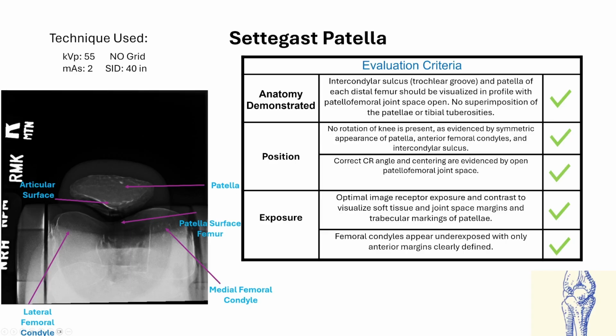distal femur should be visualized in profile with patellofemoral joint space open, no superimposition of the patella or tibial tuberosities. This is demonstrated on our film here. As you can see, the floating patella, and then the more proximal end of it, you can see the articular surface, which articulates with the patella surface. Here we have the femur, and then on the right side of the image, we have the medial femoral condyle, and then on the left side of the image is the lateral femoral condyle.